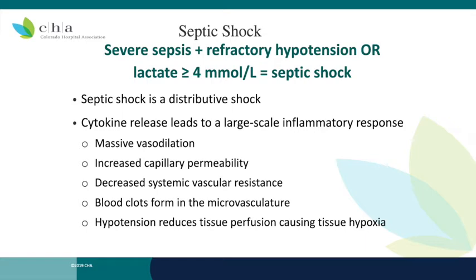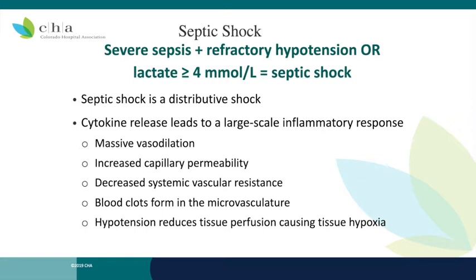So septic shock is considered a distributive shock. It's caused by a cytokine release, which leads to a large-scale inflammatory response. Again, we're talking about inflammatory responses, systemically. So we have massive vasodilation, increased capillary permeability, and decreased systemic vascular resistance. What does that sound like? That sounds a lot like anaphylaxis to me, because it's the same thing.